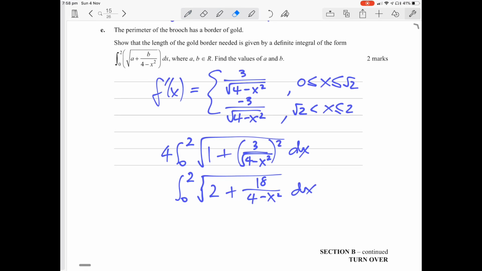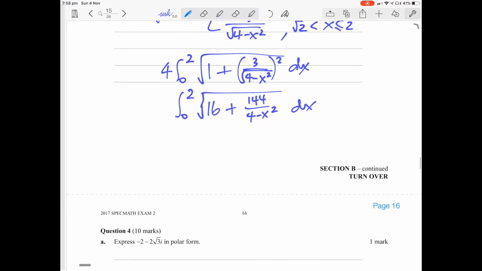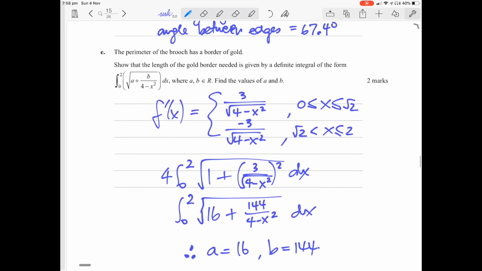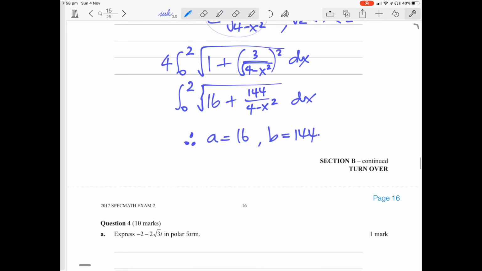I've got to square it when I bring it in. That's backwards. Because if I take it back out, I've got to square root it. So that's going to be 16. And then it's going to be 9 times 16, which is the same as 8 times 9 times 2, 72, 144, on 4 minus x squared. Therefore, A is equal to 16, B is equal to 144. That wasn't easy. Had to think with this bit here.